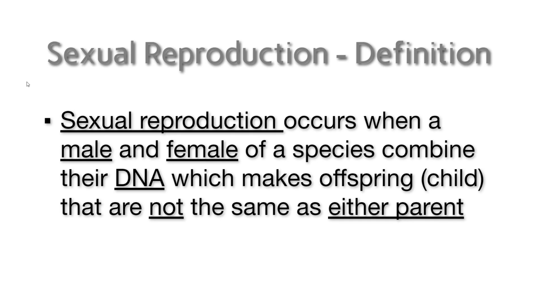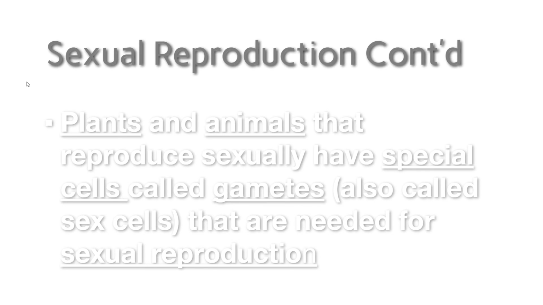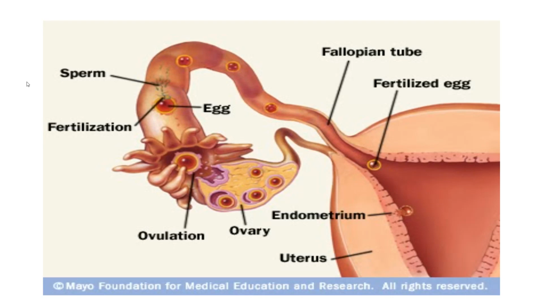Sexual reproduction occurs when a male and a female of a species combine their DNA, which makes offspring, a child, a baby, that are not the same as either parent. They're a combination. Plants and animals that reproduce sexually have special cells called gametes, also called sex cells. Okay, they are needed for sexual reproduction.